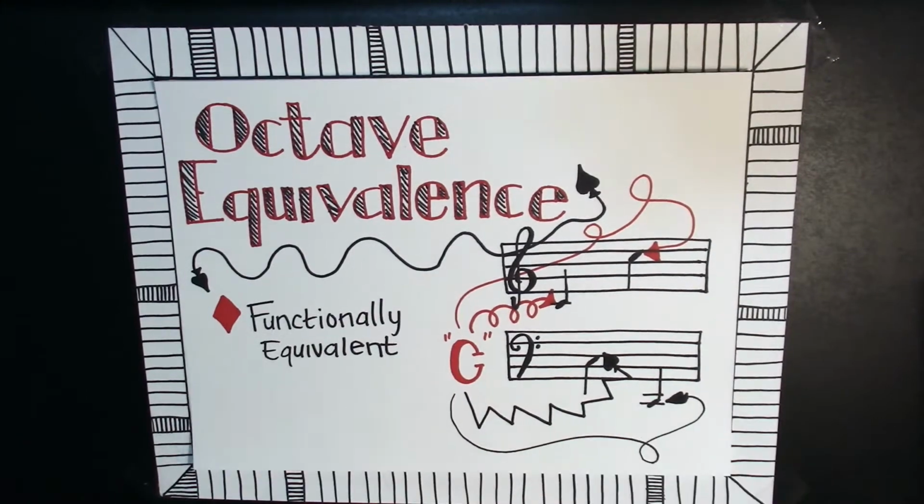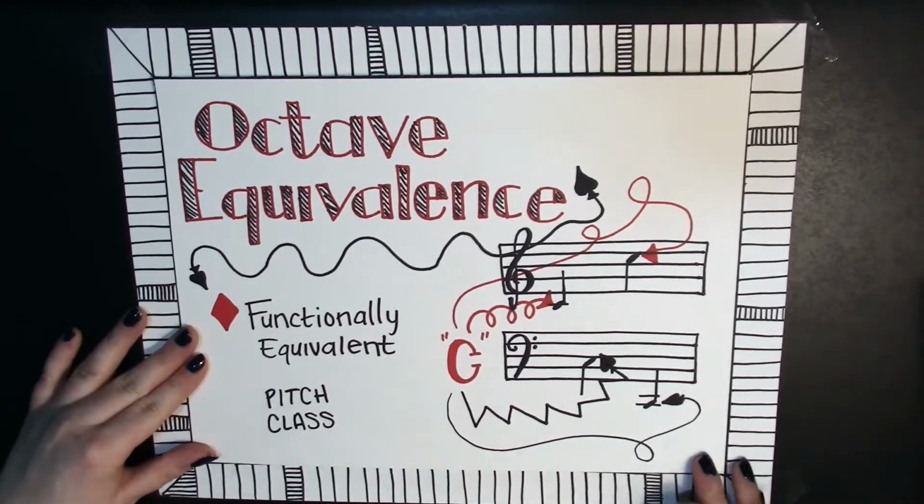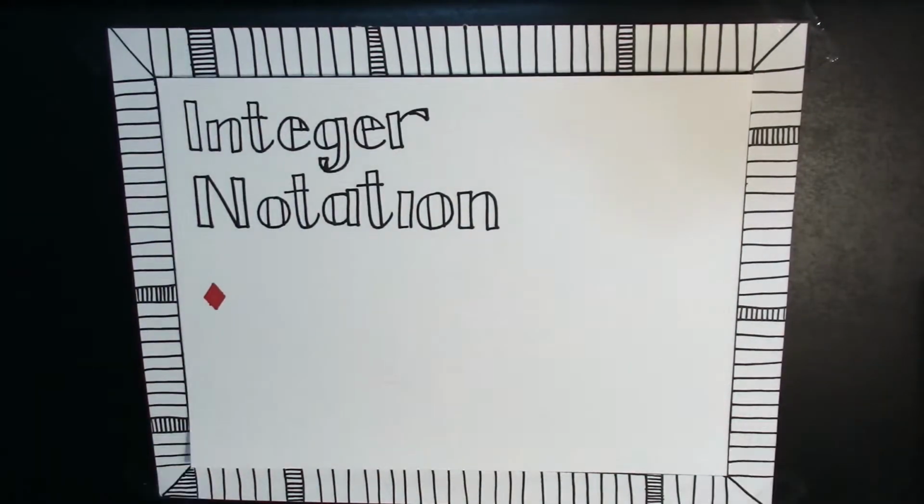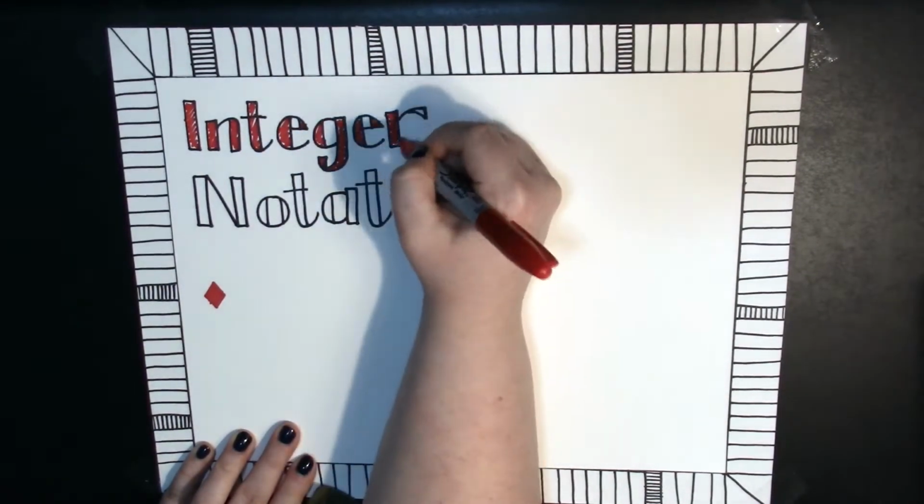On that note, such a group of pitches is called a pitch class. This is different from pitch, which is register specific. This concept of pitch class is used in a different way for post-tonal music.